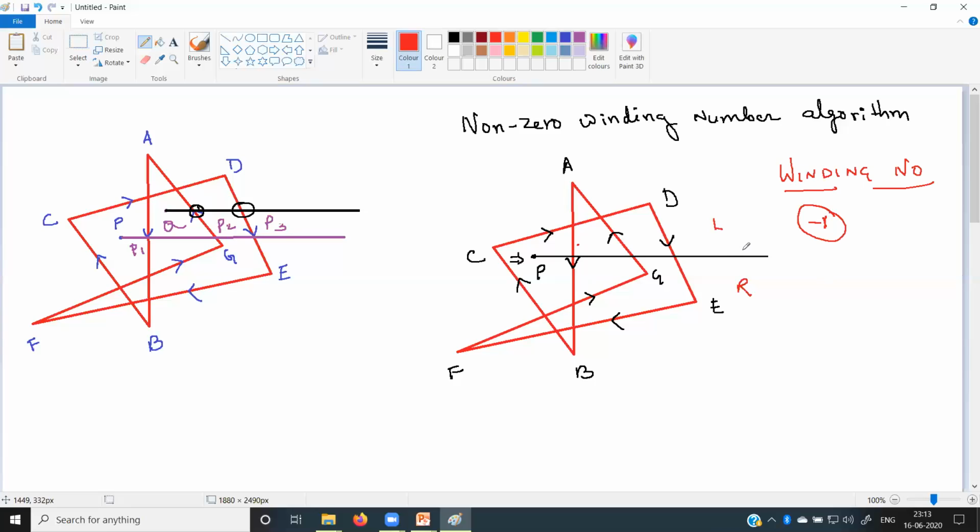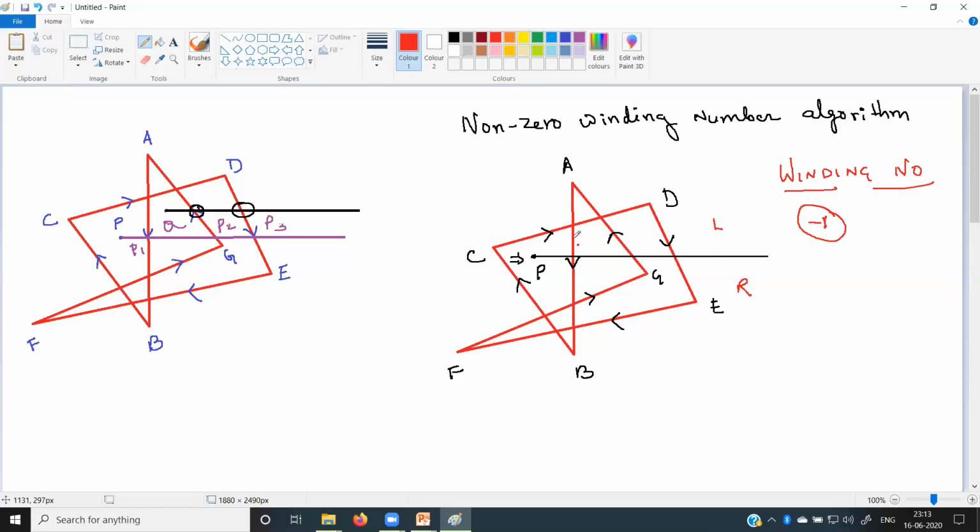We can define that the non-zero winding number rule basically counts the number of times the polygon edges wind around a particular point. This winding can be in the counterclockwise direction or clockwise direction. This count, that means the number of windings, is called the winding number.